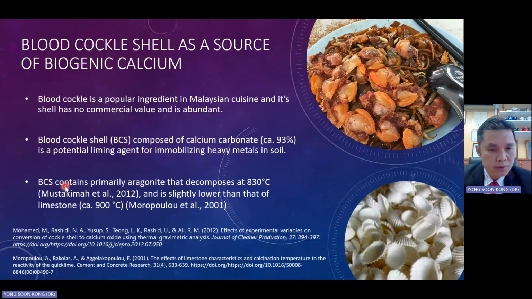Now, according to research done before by a fellow Malaysian, they discovered that blood cockle shell can be decomposed at a relatively low calcination temperature, which is 830 degrees, as compared to limestone, which is usually 900 or maybe 850 at the lowest. By comparison, they are slightly lower because this calcium carbonate is in the form of aragonite, which is an amorphous form of calcium carbonate. Therefore, because of the porous structure, it is relatively easy to calcine them.